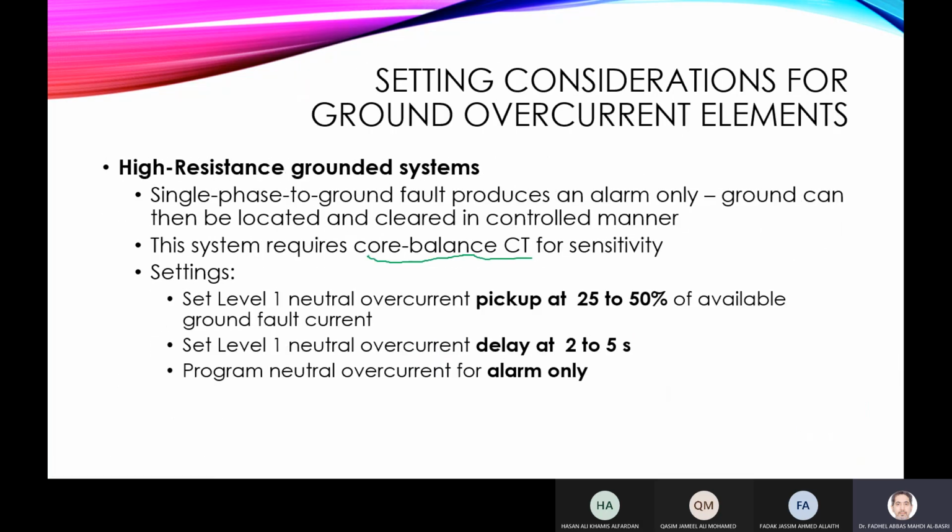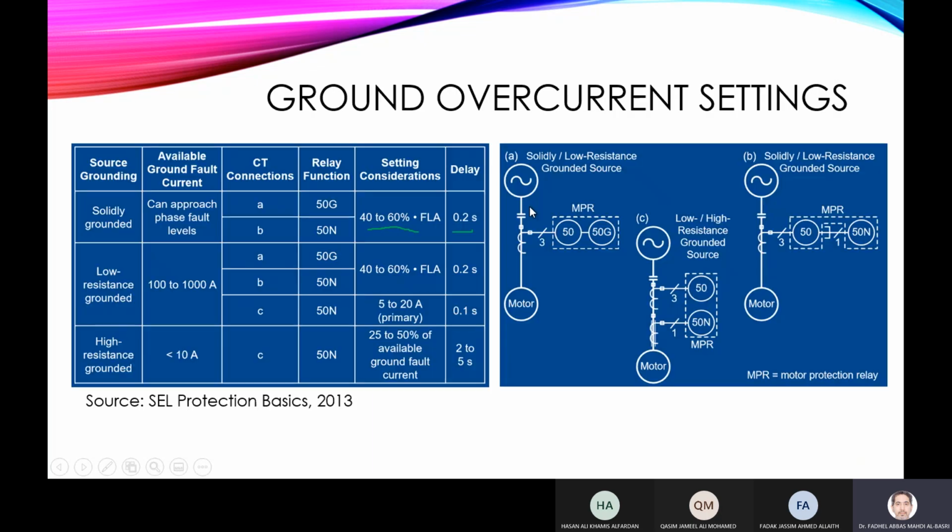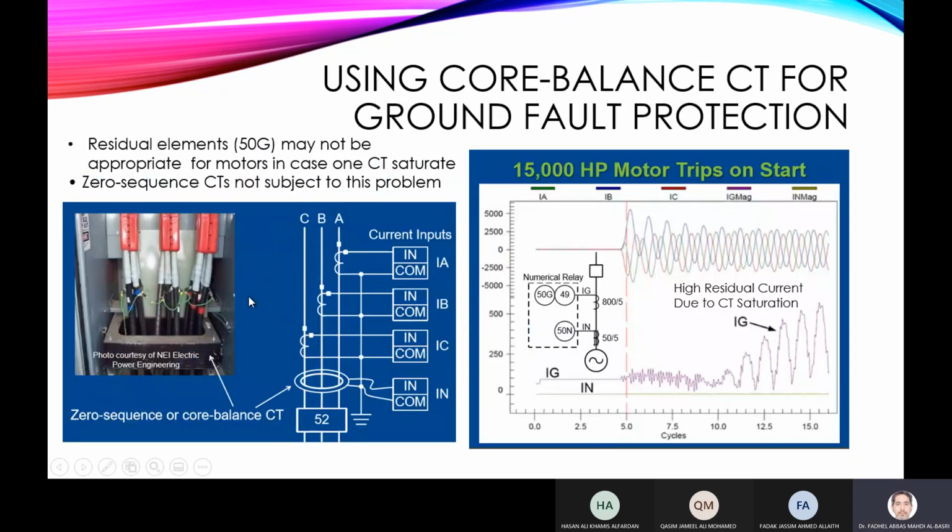And this is for the settings of what I have mentioned. And this is how we connect the ground overcurrent protection. This is the core balance CT, the black one. Those are the 3 conductors, but for large current, we use more than 1 conductor per phase. Maybe this is not necessary.